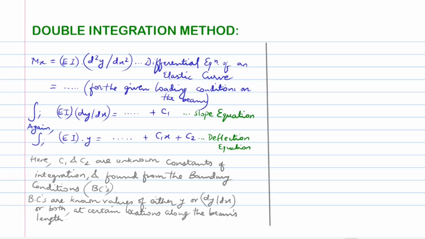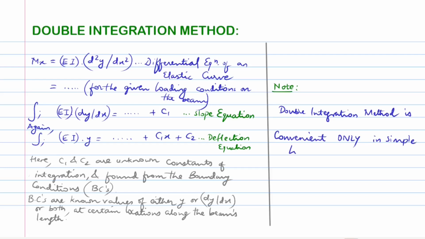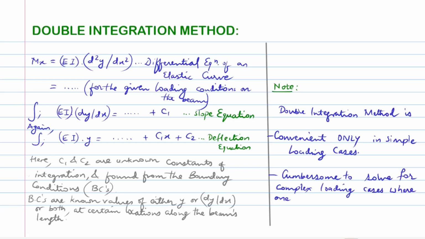The method of double integration is convenient only in simple loading cases, where the number of loads acting on the beam are minimal. In the general case of loading, where several loads are acting, the bending moment expression for each of the different regions separated by loads is different, and hence two constants of integration are added to every region. Then the method of double integration will become extremely lengthy and laborious due to the inclusion of a large number of unknown constants to be found out. Therefore, it is not generally used.